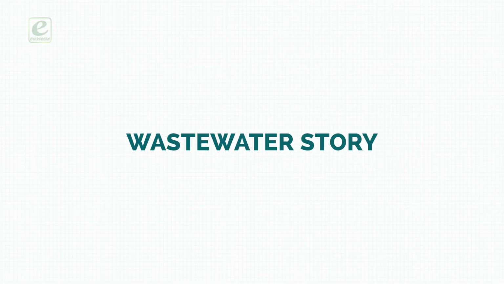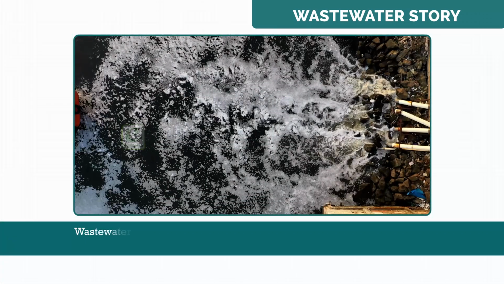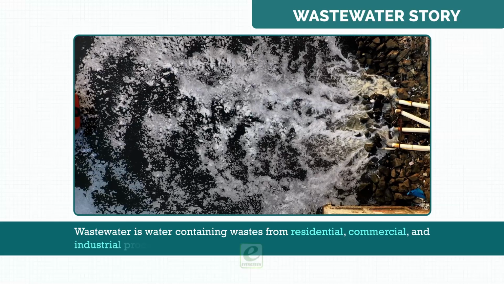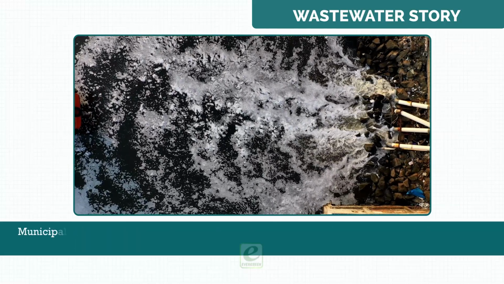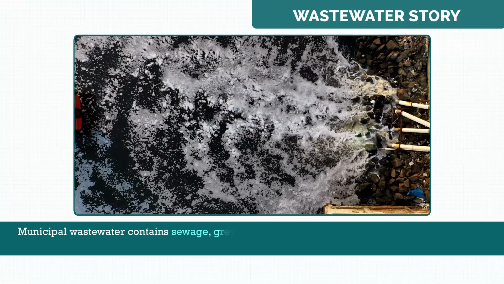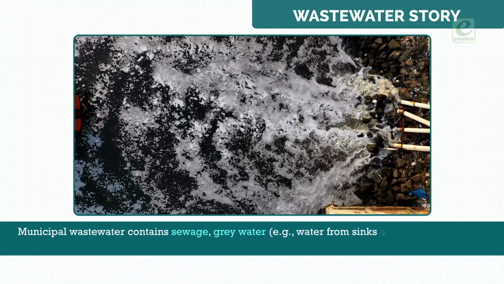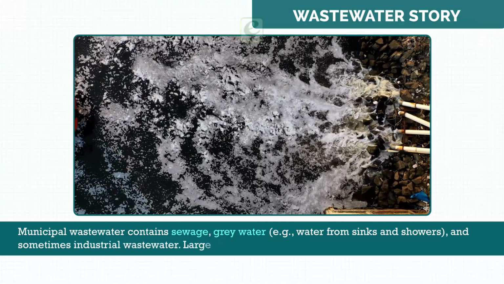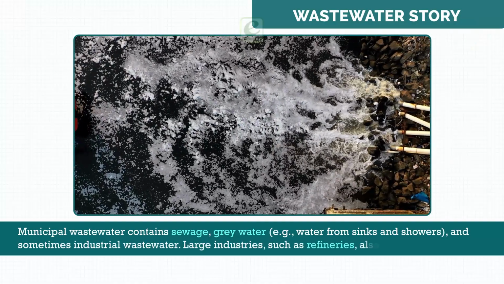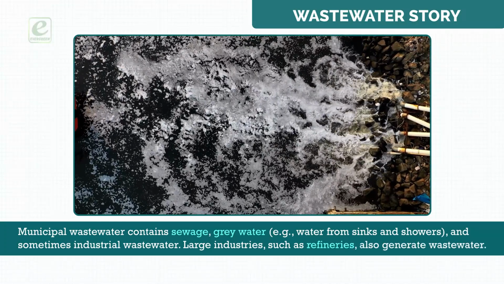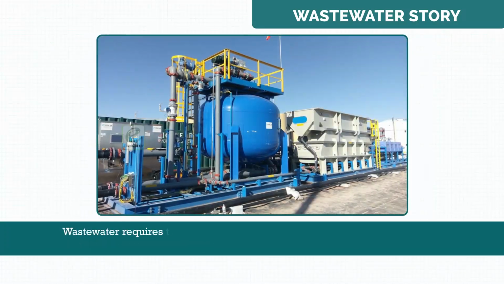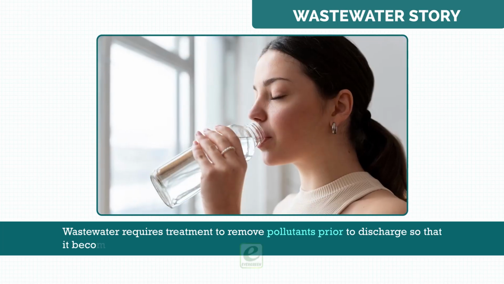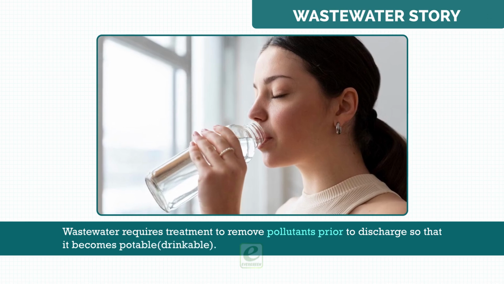Wastewater story. Wastewater is water containing wastes from residential, commercial and industrial processes. Municipal wastewater contains sewage, grey water, for example water from sinks and showers, and sometimes industrial wastewater. Large industries such as refineries also generate wastewater. Wastewater requires treatment to remove pollutants prior to discharge so that it becomes potable or drinking water.